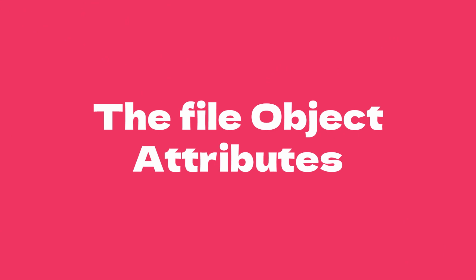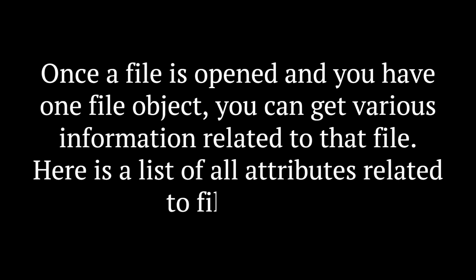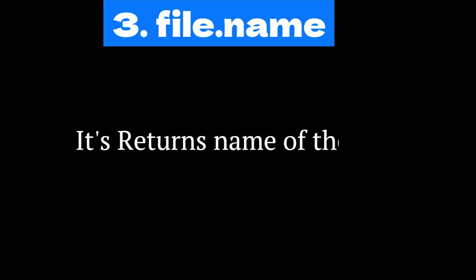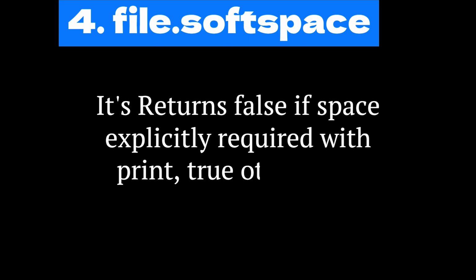The file object attributes. Once a file is opened and you have one file object, you can get various information related to that file. Here is a list of all attributes related to file object. 1. file.closed. It returns true if file is closed, false otherwise. 2. file.mode. It returns access mode with which file was opened. 3. file.name. It returns name of the file. 4. file.softspace. It returns false if space explicitly required with print, true otherwise.